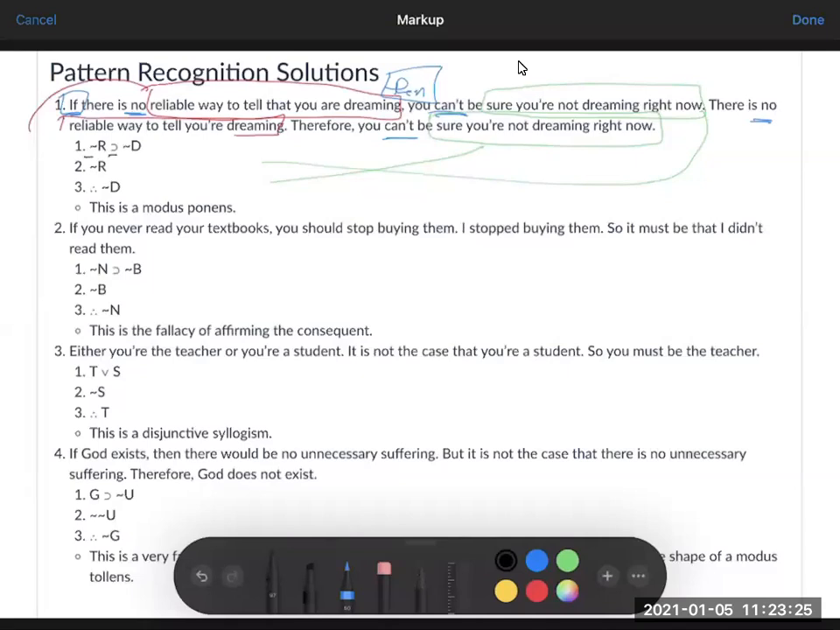it is not the case that there is a reliable way to tell that you're dreaming, then it is not the case that you can be sure you're not dreaming right now. So that's that whole phrase. And then there is no reliable way to tell that you're dreaming. Therefore, it is not the case that you can be sure you're not dreaming right now. So I know that's kind of complicated, but that is how you translate into TL.